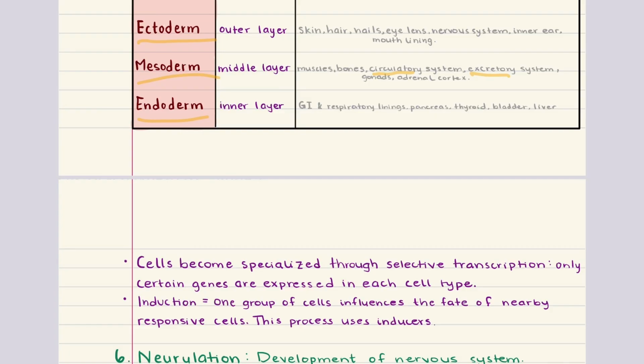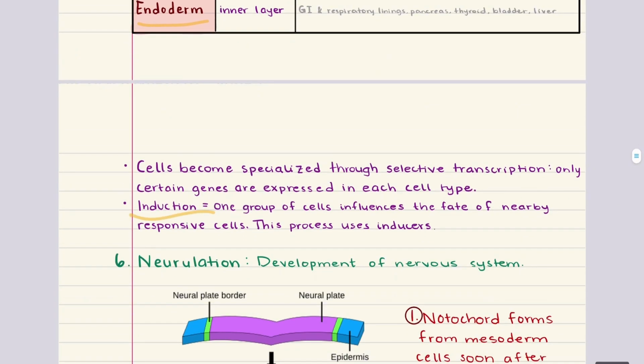Another key concept here is induction. This is when one group of cells influences the fate of nearby cells through chemical signaling. The cells that receive these signals must be competent, meaning they're capable of responding. The molecules responsible for this signaling are called inducers, and they often guide nearby tissues towards specific developmental paths.